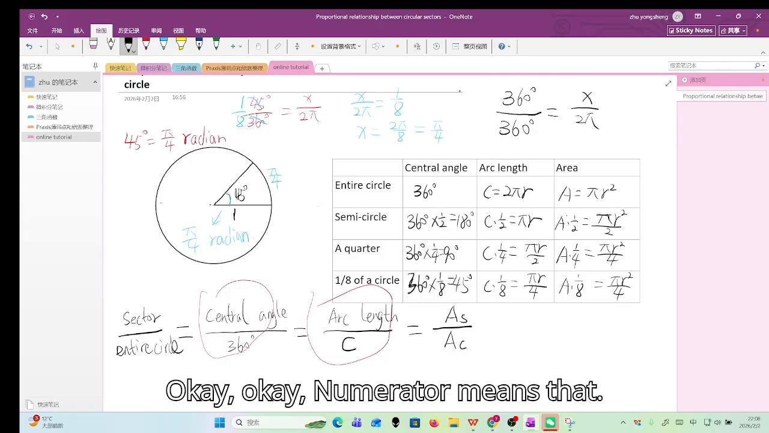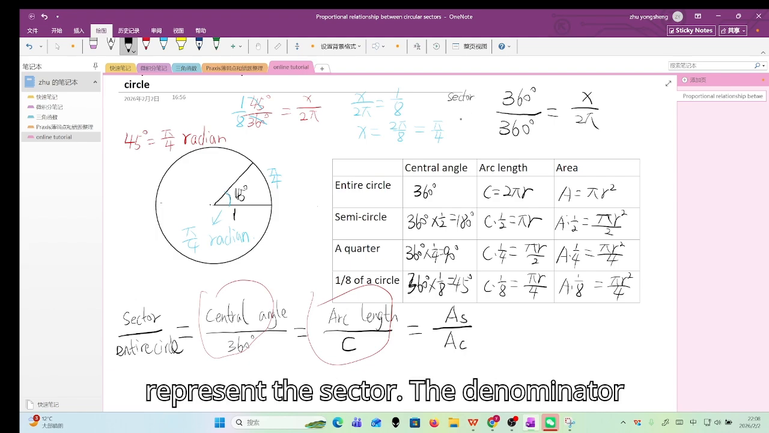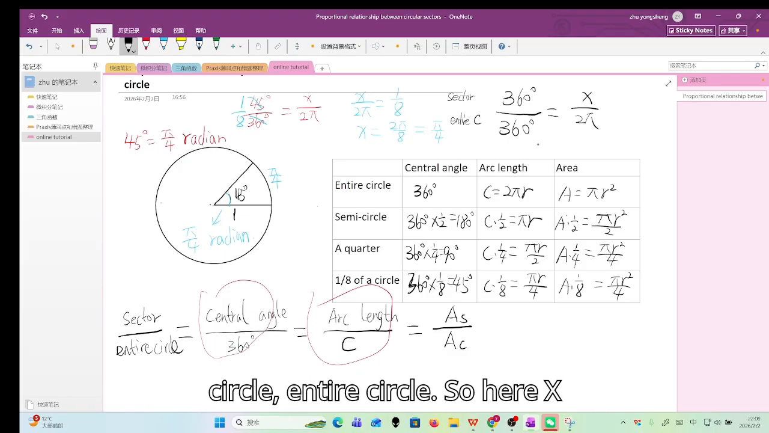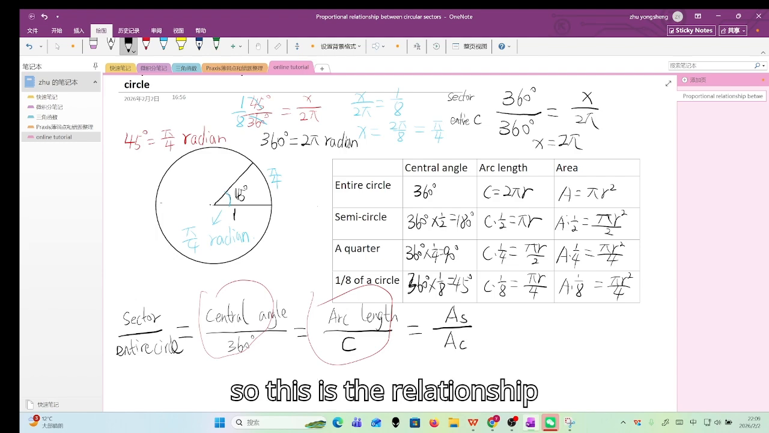Okay, again, the numerator represents the sector. The denominator represents the entire circle. Okay, entire circle. So here x should equal 2 pi, which means 360 degrees is the whole circle. 360 degrees is equal to 2 pi radians. Okay, so this is a relationship between the measure of angle and the radian.